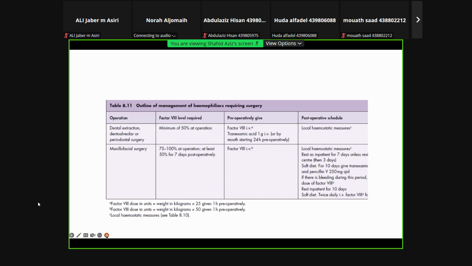Still, if there is bleeding during this period, you may give a super added dose of factor VIII with inpatient admission for 10 days and soft diet, and twice daily factor VIII infusions. So this is regarding the management of bleeding in patients such as hemophiliacs who come to the dental surgeon or a maxillofacial surgeon for different kinds of procedures.